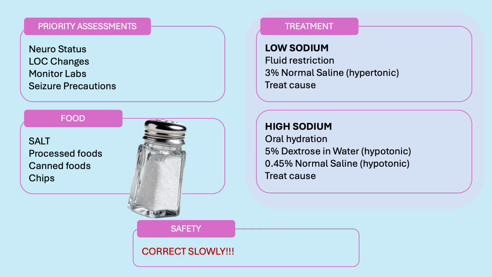Now for a huge safety point, you never want to correct sodium quickly. We want to make sure that we correct it slowly. The problem with correcting it too fast is that we can actually cause brain damage by making those brain cells swell or shrink too quickly. So on the NCLEX, if you are ever given an answer that says, hey, you need to fix sodium quickly or rapidly, that usually is not the correct answer because we have to do it slowly.